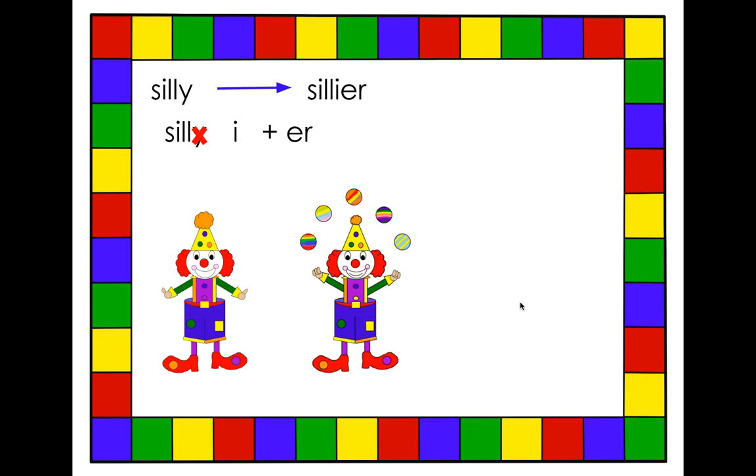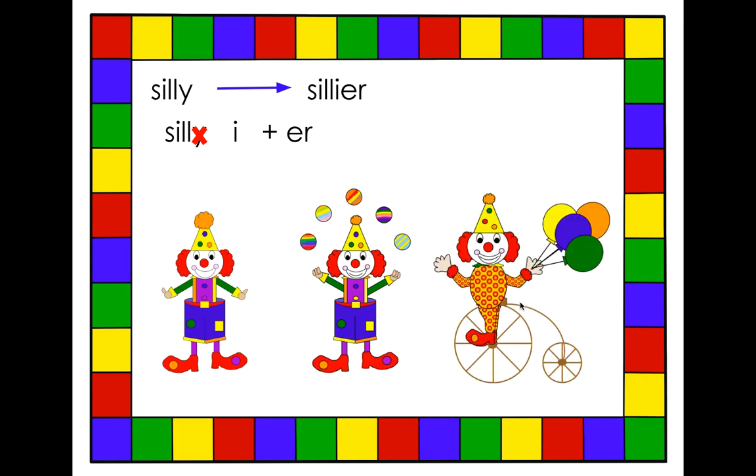So to get silly to sillier, we change the Y to an I and then add ER. Well, let's bring our third clown in. He is the silliest. So how do we make silly go to silliest? Do you remember the pattern? We have silly. We're going to change the Y to an I and add EST to make it say silliest.